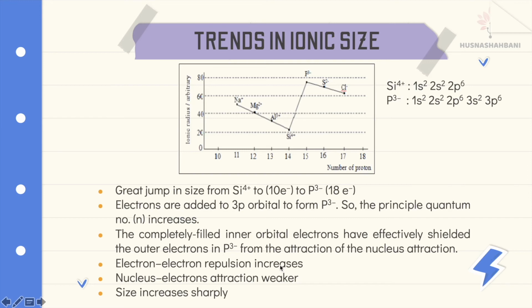Electron-electron repulsion increases because it has more electrons here, and the electrons are effectively shielded by the inner electrons, so the nucleus-electron attraction is weaker and size increases sharply, mainly because the n for P3- is bigger than the n of Si. That's why it's bigger in ionic size.